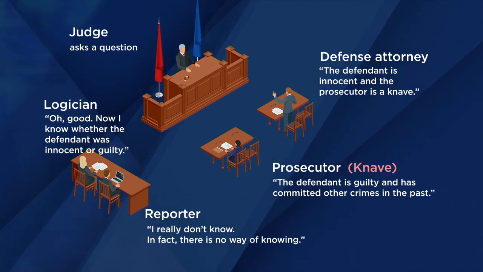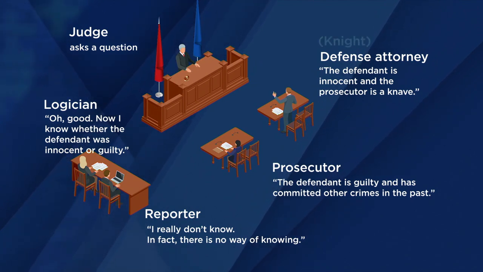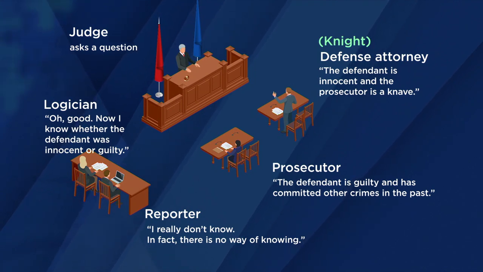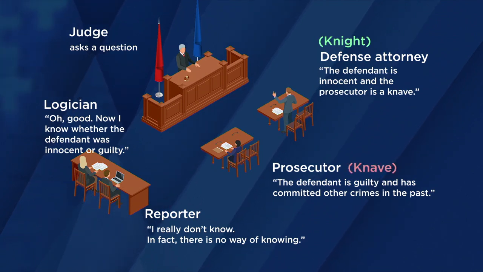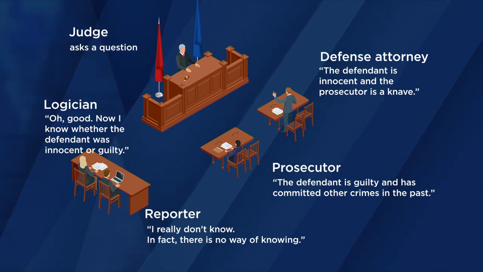Now let's suppose the defense attorney answered. If the defense attorney answered and revealed that he was a knight, then the judge would know the defendant was innocent since the defense attorney said that he was. The judge would also know the prosecutor was a knave. And finally, suppose the defense attorney answered and revealed himself to be a knave.